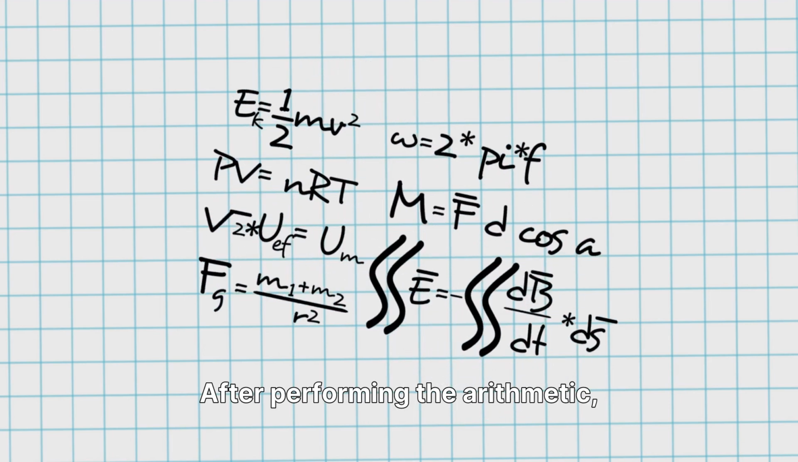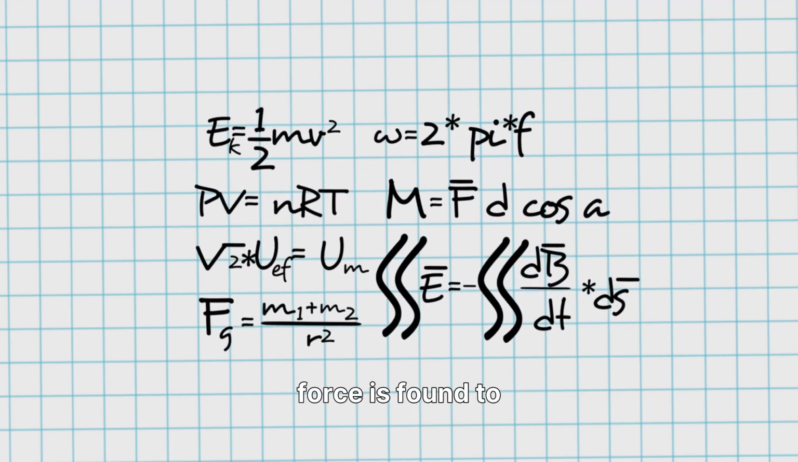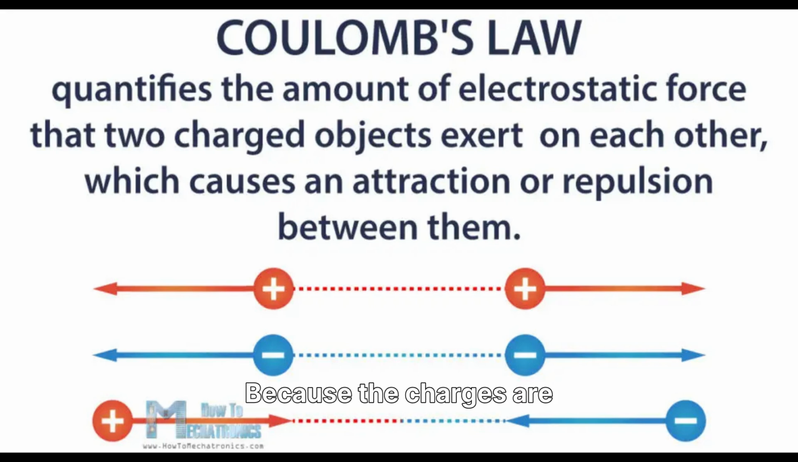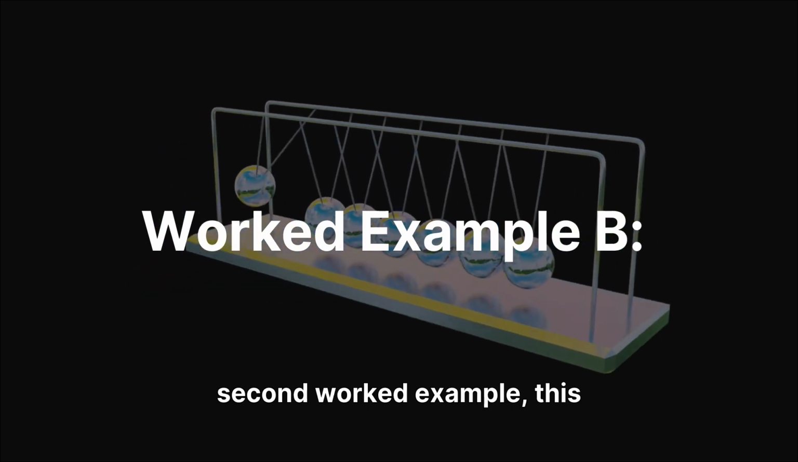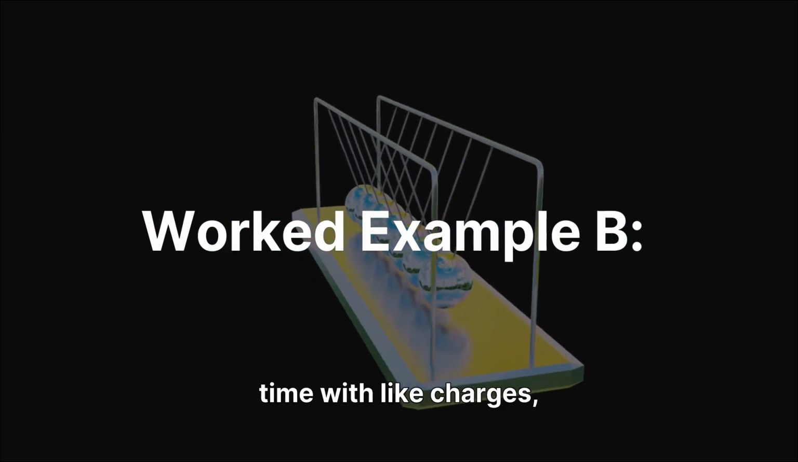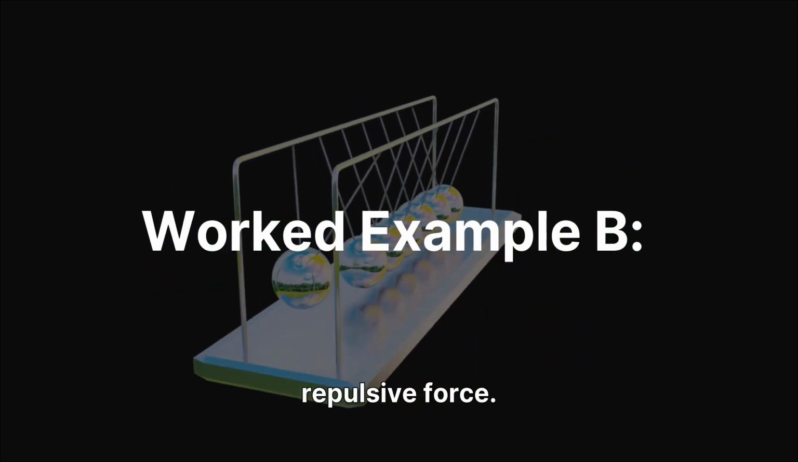After performing the arithmetic, the magnitude of the force is found to be 21.576 newtons. Because the charges are opposite, one positive and one negative, the direction of this force is attractive. Now, let's examine a second worked example, this time with like charges, which will demonstrate a repulsive force.